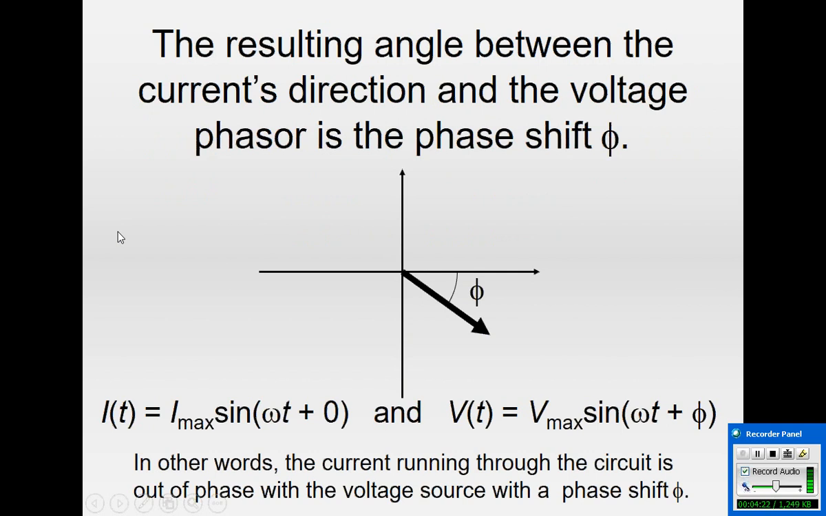The angle that the voltage source's voltage makes with respect to the horizontal axis means that it is out of sync with the current through the circuit. And this voltage across the voltage source is out of sync by some quantity phi, measured in radians. We're going to work at understanding how to determine the value of this phase shift.